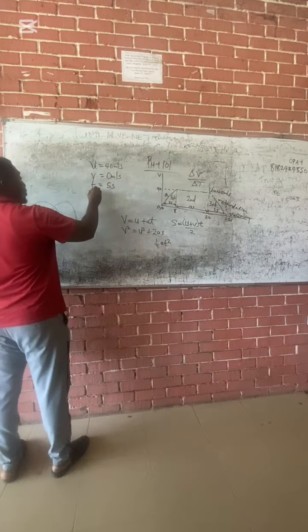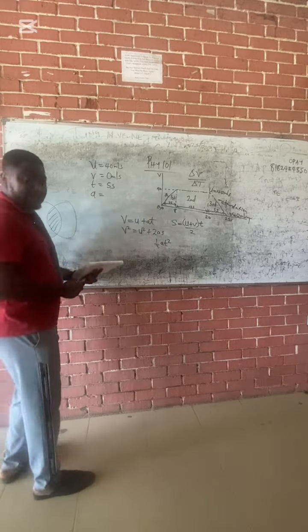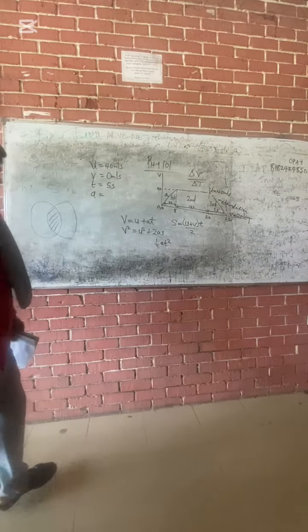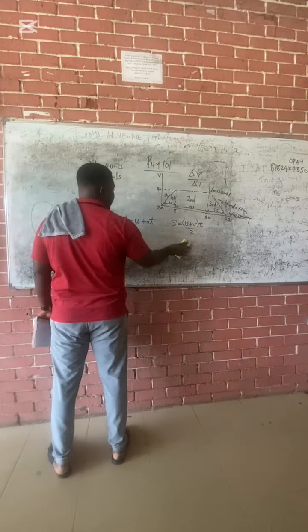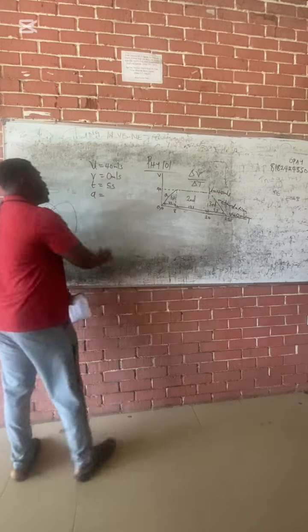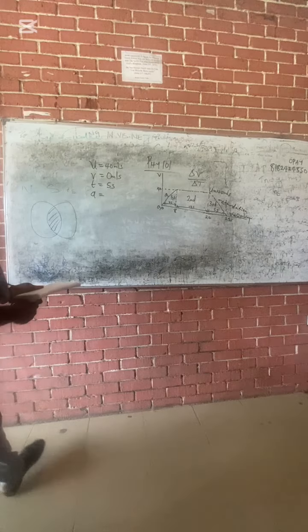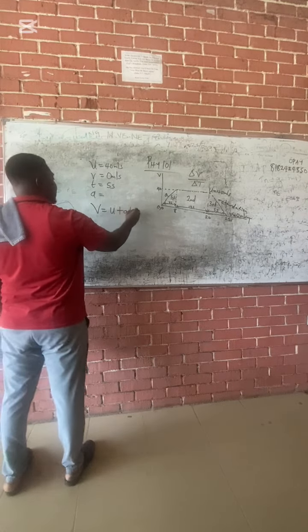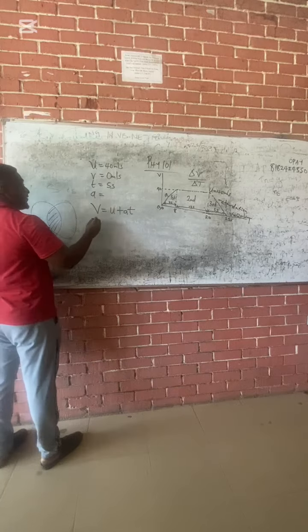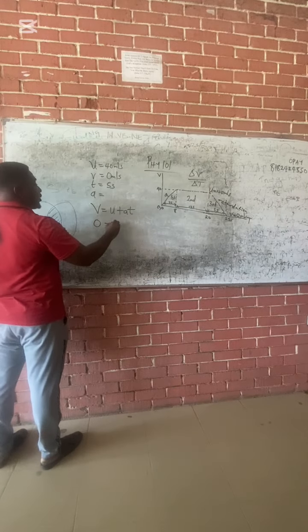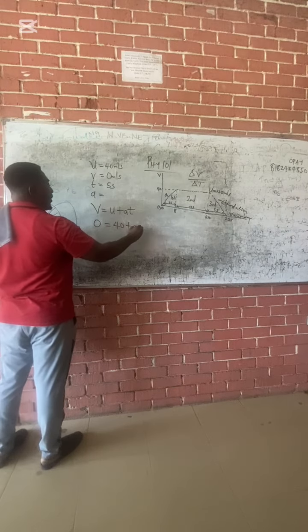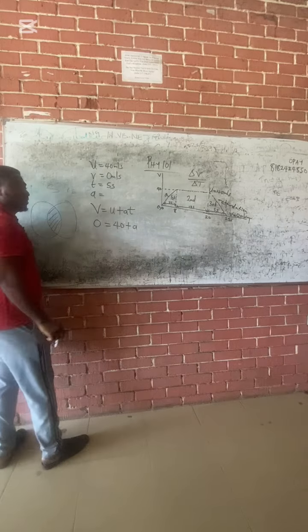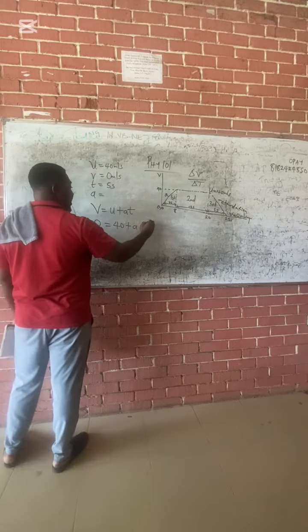We are looking for the retardation. Class, A represents both acceleration and retardation, but one is positive, one is negative. We are still going to use V equals U plus AT. So who is our V now? 0. Who is our U? 40. We don't know our A, that's the retardation we are looking for. And our T is 5.